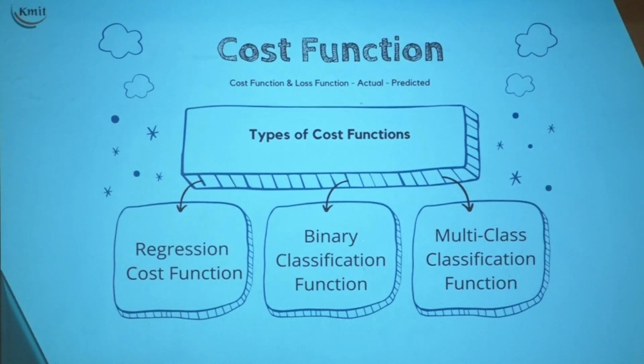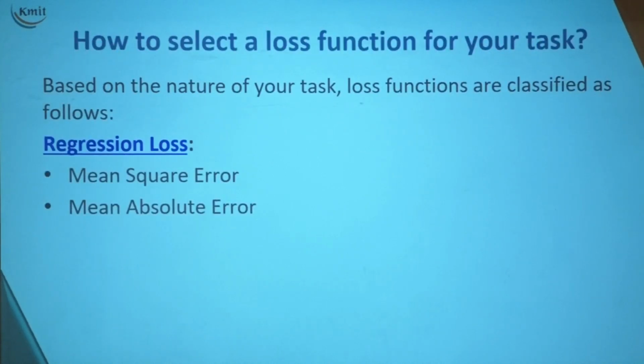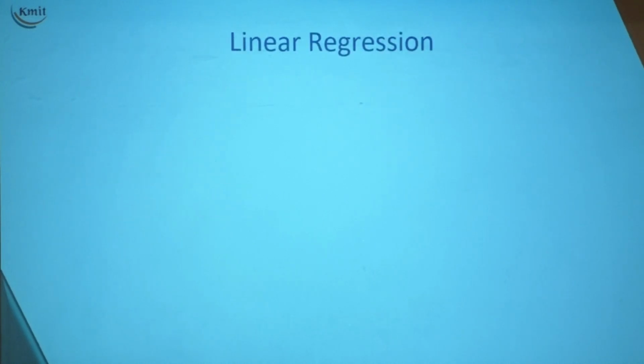For one sample, error calculation is called loss function. The average value of error of all the students is called as what? Cost function. Okay, look at that. When we refer to the error of a single training sample, we call it as what? Loss. The average of all the losses of all the samples is called as what? Cost function. Okay. So for regression it is MSE or MAE.